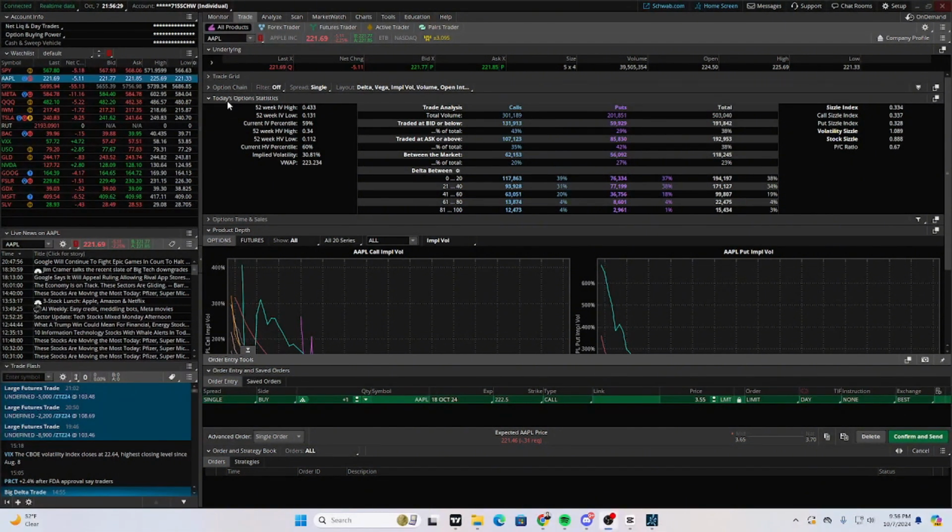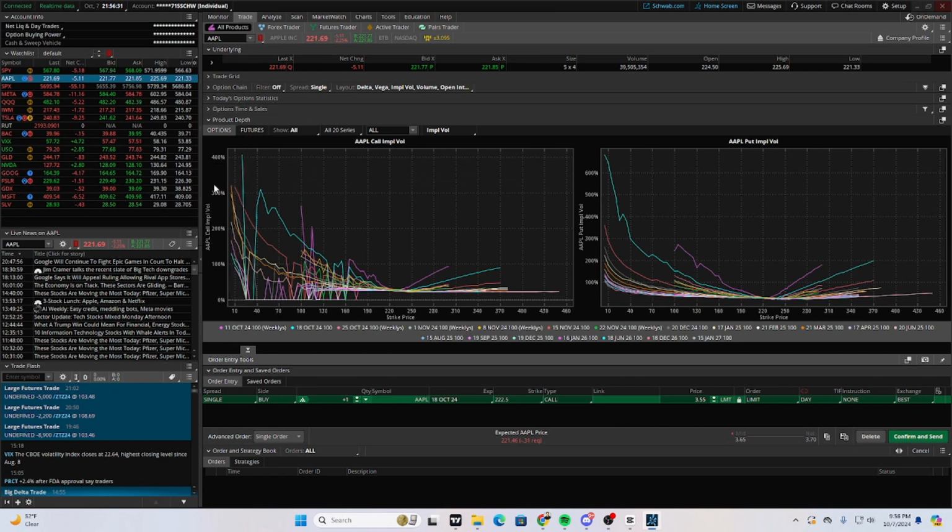So let's go ahead and close today's option statistics and take a look at the call implied volatility and put implied volatility charts here. These charts are really important to understand because they can give you insights into how option traders are positioning, or even how big institutions are positioning and what their anticipation is.